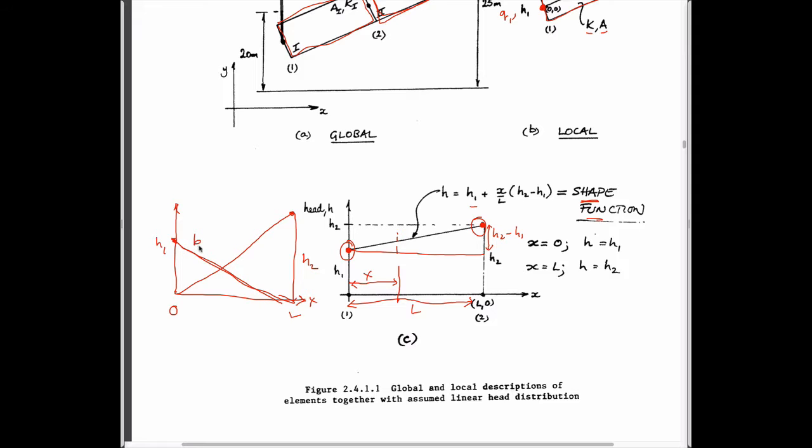This would be B1. This would be B2. And the expression would be that the head at any particular point is equal to B1 times H1 plus B2 times H2. These now satisfy the value that... well, it's not quite right. So I'll draw something above it, because that'll make more sense.